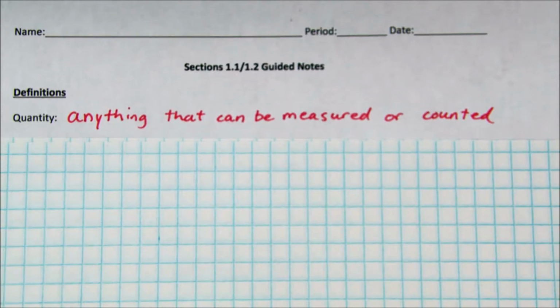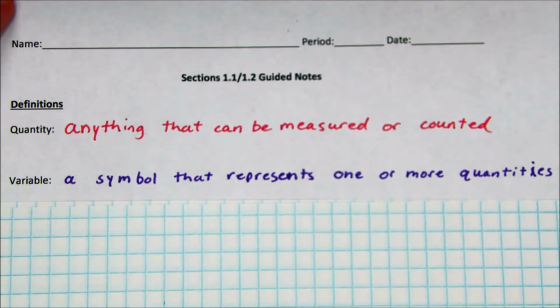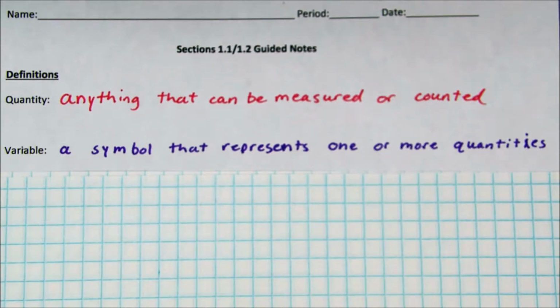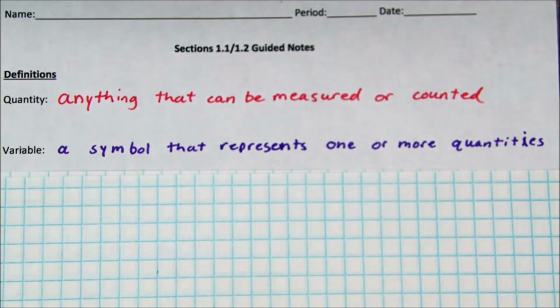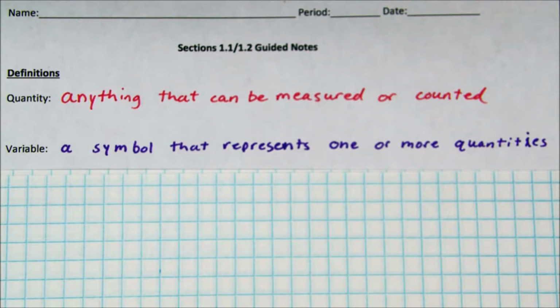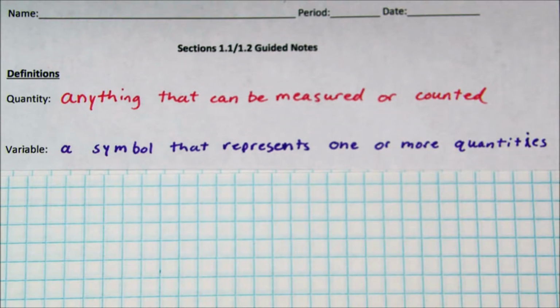Now in Algebra 1, we talk a lot about variables. Now a variable is a symbol that represents one or more quantities. Now a variable can change, meaning a variable could represent 4, it could represent 2. It all depends on the situation. And a lot of times in Algebra 1, we're trying to solve for a variable in a particular problem.